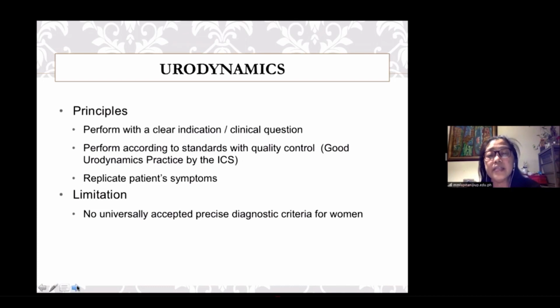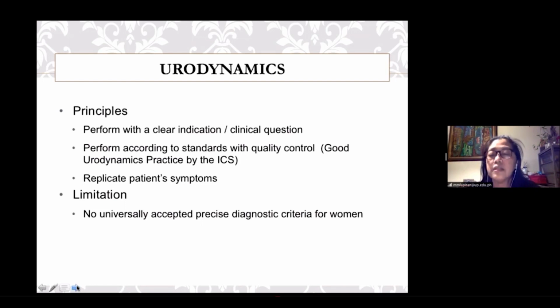Now, when performing urodynamics, one should adhere to these principles presented here. The study should be performed with a very clear clinical question to be answered. And it has to be performed replicating patient symptoms and according to standards with good quality control. Hence, I encourage all the trainees out there to read and understand the Good Urodynamics Practice document of the International Continence Society. I'm pretty sure important lessons can be learned and answers to a few of your examination questions may be found in that document.